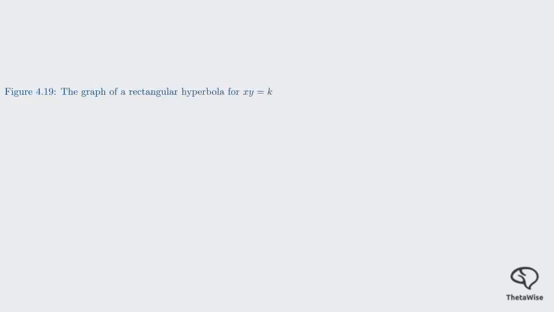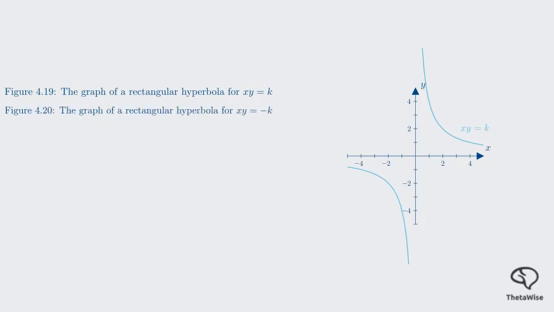The general form with a positive k, so xy equals k, will have one branch in the first quadrant and another in the third. Notice how each branch bends towards the axis, getting closer and closer. For the general form with a negative k, xy equals minus k, the branches are in the second and fourth quadrants. The principle is the same. They approach the x and y axes without ever making contact.